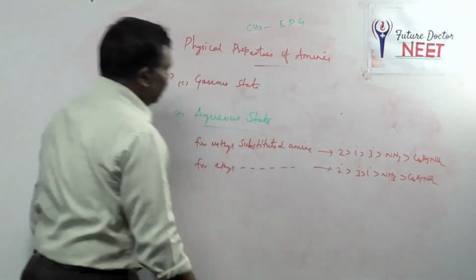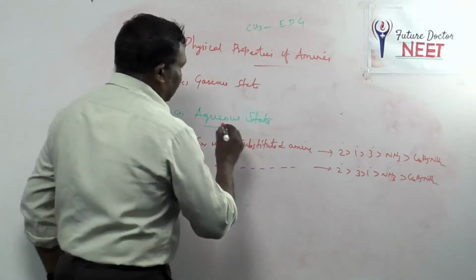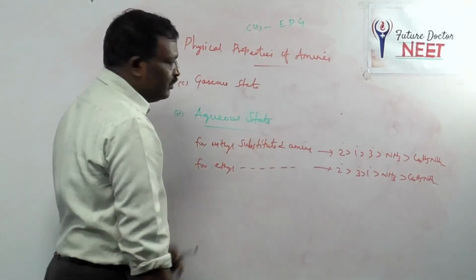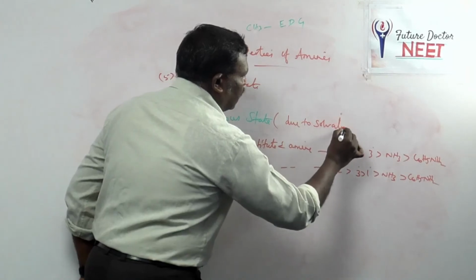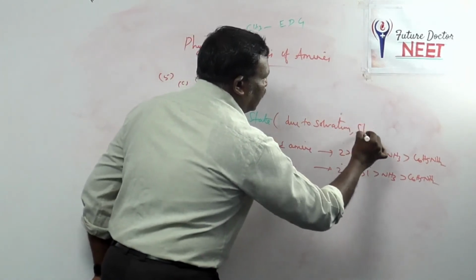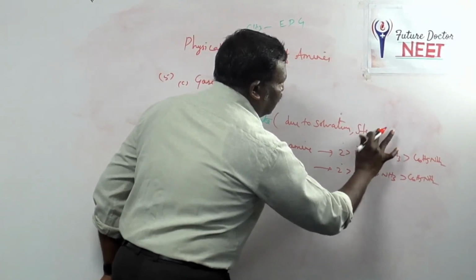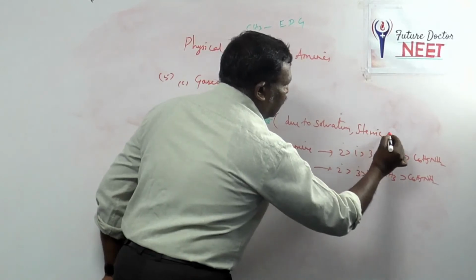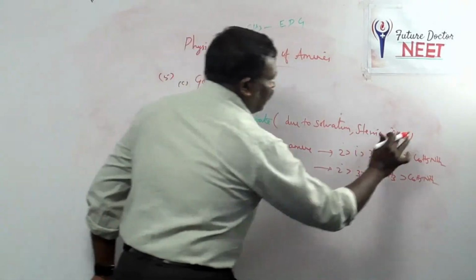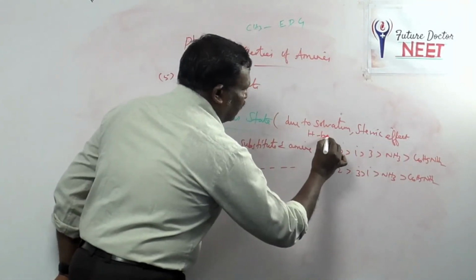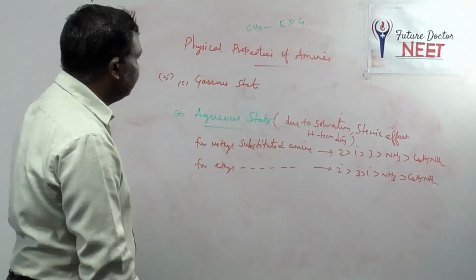C6H5NH2. Okay. Why this kind of variation? Due to what? Aqueous. If you put amines in water medium, due to the solvation effect, steric effect. Okay. These are the reasons. If you want, one more thing also write, hydrogen bonding. These are the reasons. Then only we have some changes in the trend. Okay. Just note down.